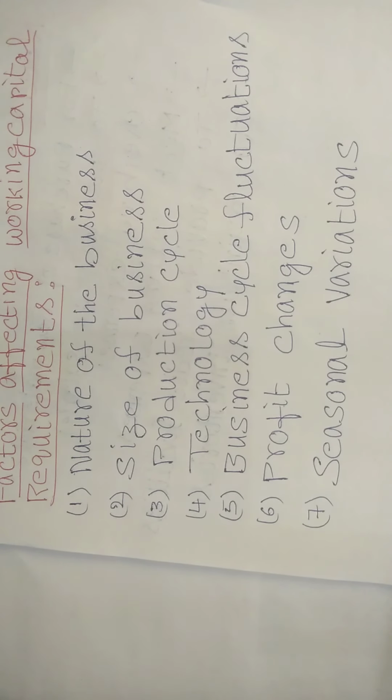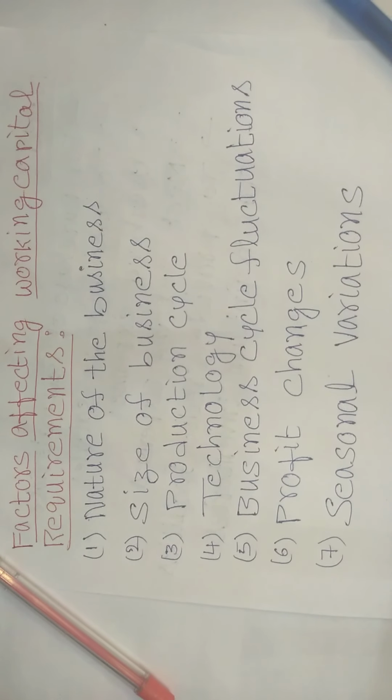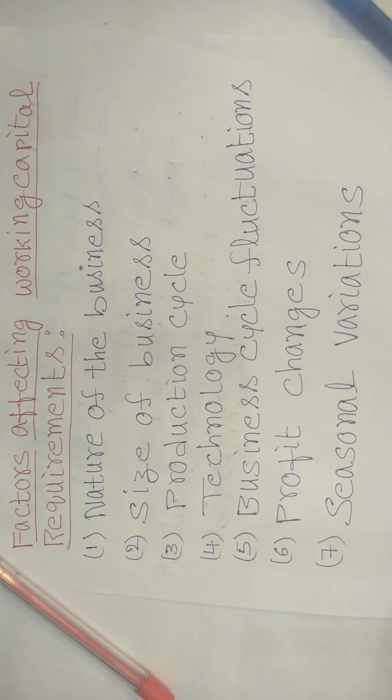Next, about size of business. The working capital requirement of a company is influenced by the size of the business. If the size of the business unit is greater, then the requirement for working capital is also larger. Then the next is production cycle.